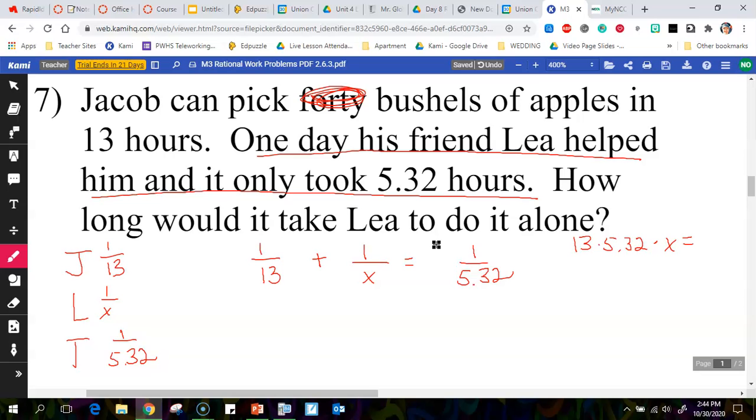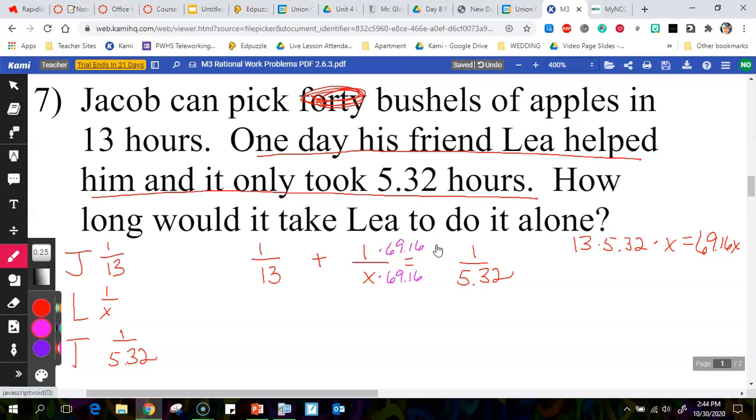$69.16x. Okay. So what do I do to x to get 69.16x? Well, I multiply it times 69.16. So I need to multiply the 1 times 69.16. Okay. What do I do to 5.32 to get 69.16x? I multiply that times 13x.